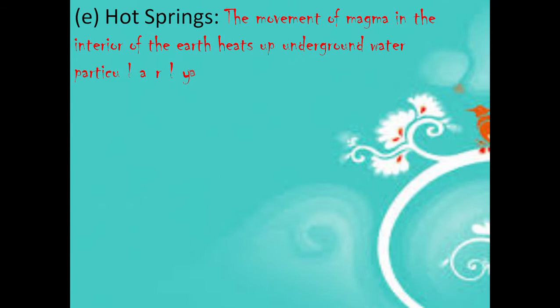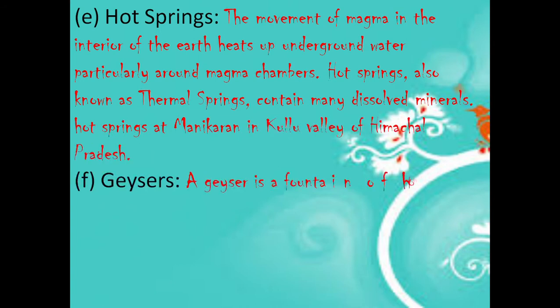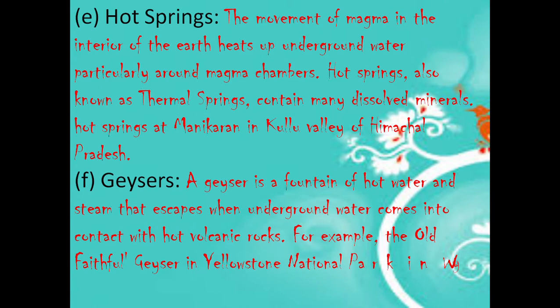Hot springs. The movement of magma in the interior of the earth heats up underground water, particularly around magma chambers. Hot springs, also known as thermal springs, contain many dissolved minerals. Hot springs at Manikaran in Kulu Valley of Himachal Pradesh is an example. Geysers. A geyser is a fountain of hot water and steam that escapes when underground water comes into contact with hot volcanic rocks. For example, the Old Faithful geyser in Yellowstone National Park in Wyoming, in the USA, during an eruption.